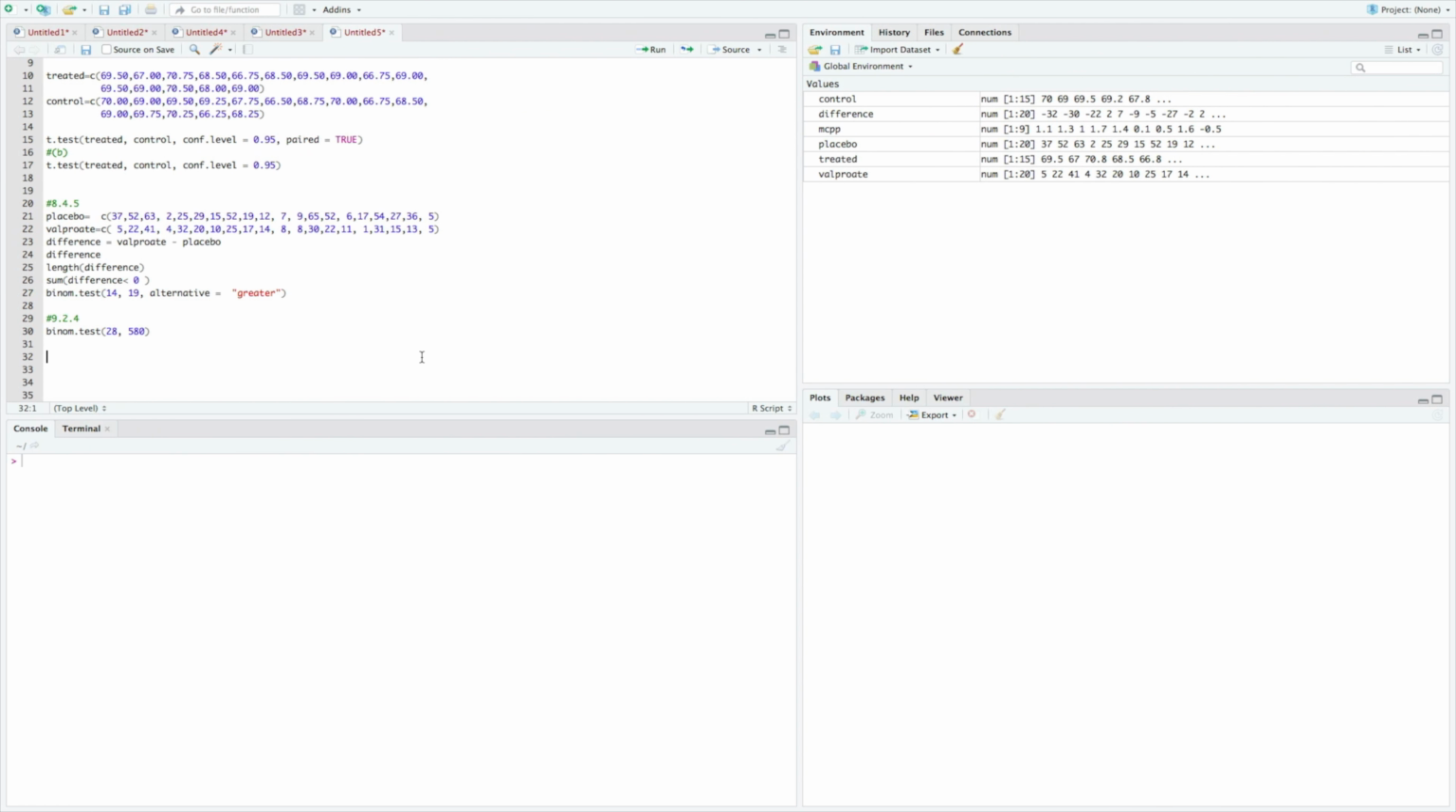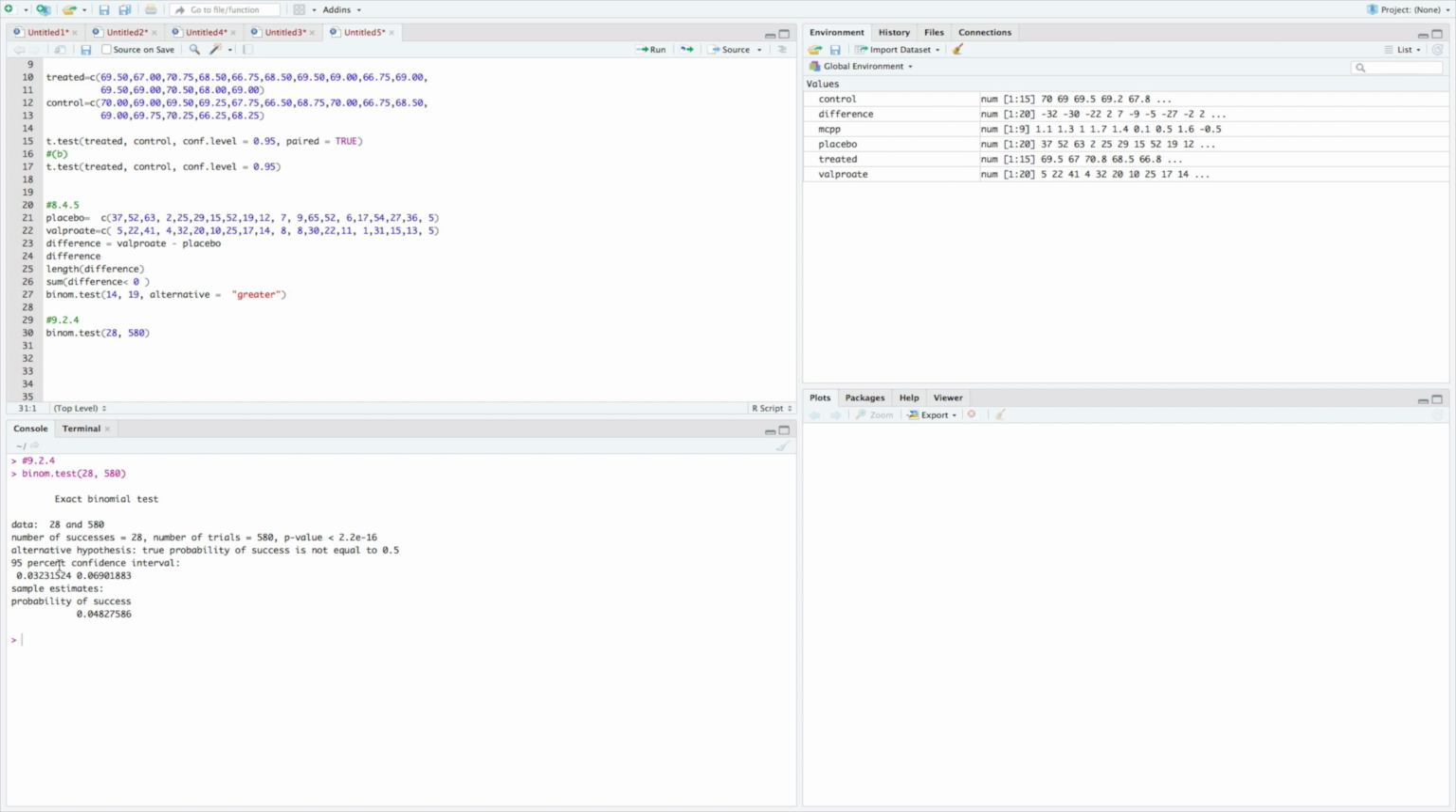So first of all, what you can do is binom.test. Again, this is the exact method. You are supposed to specify how many successes you observe, which is 28 in this case, out of 580. You are going to get a 95% confidence interval, which is from 0.03 something to 0.069.